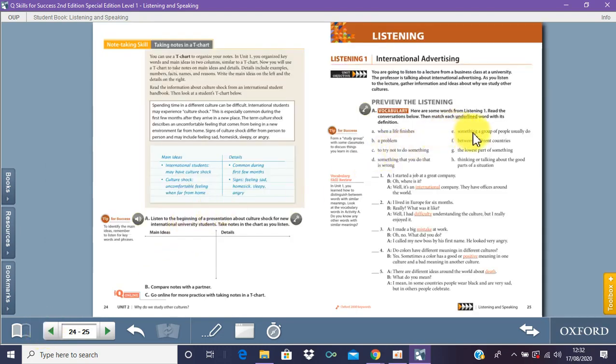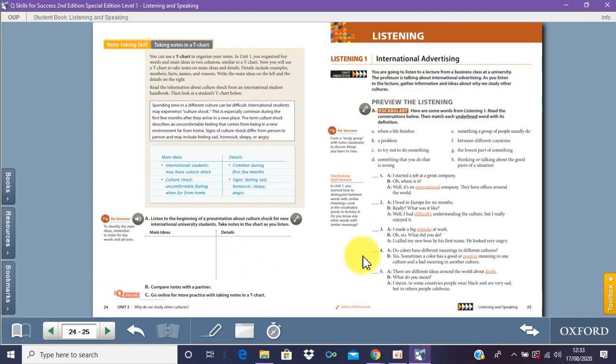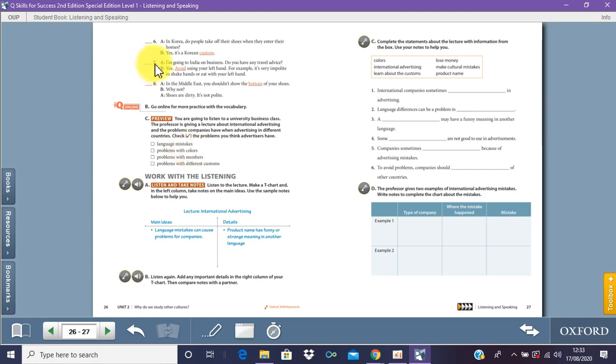E is something a group of people usually do, a custom, okay? Usually in a different culture. Custom is a word used. Number 7 is, if you can see it very carefully, avoid. Avoid means when you don't do something. The answer for this is C, to try not to do something. So that's number 7, C.